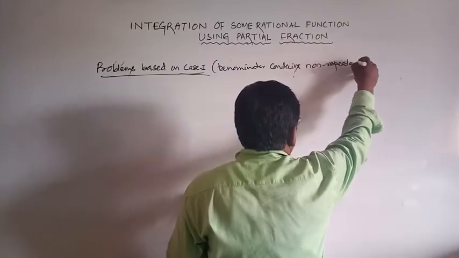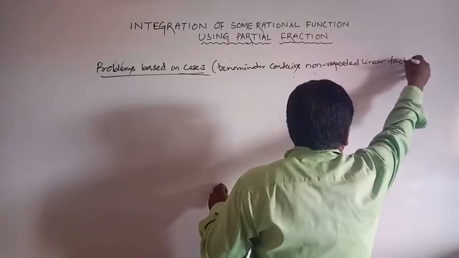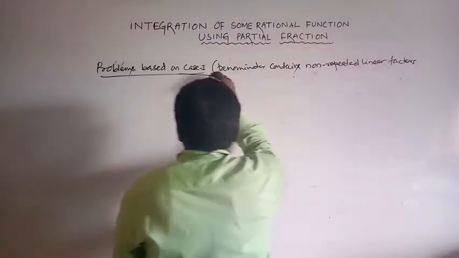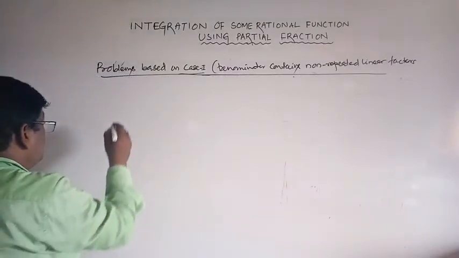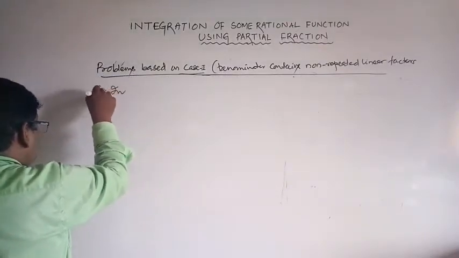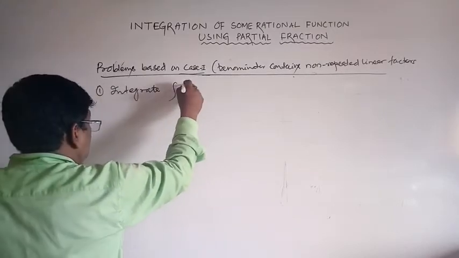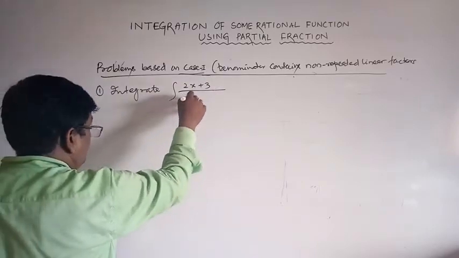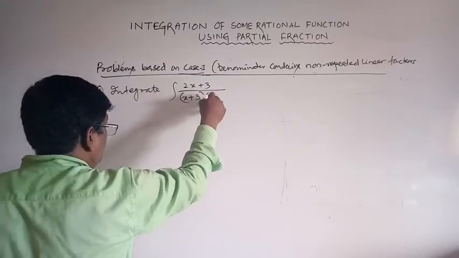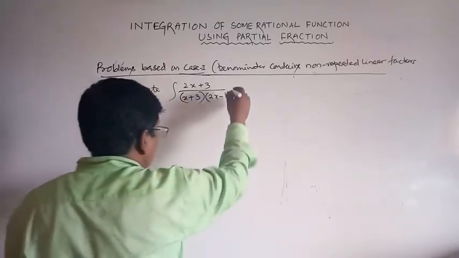Non-repeated linear factors. Denominator contains non-repeated linear factors. Okay, some questions. Question number 1. Integrate (2x + 3) divided by (x + 3)(2x - 1) dx.